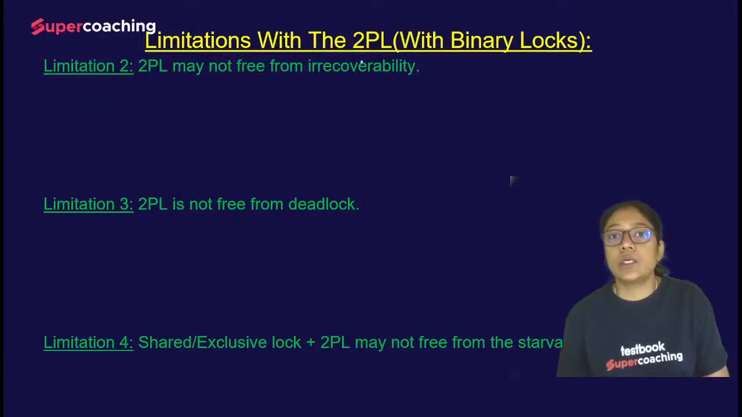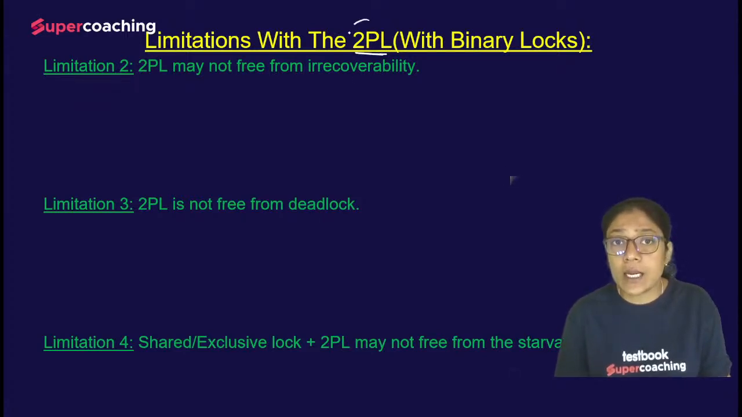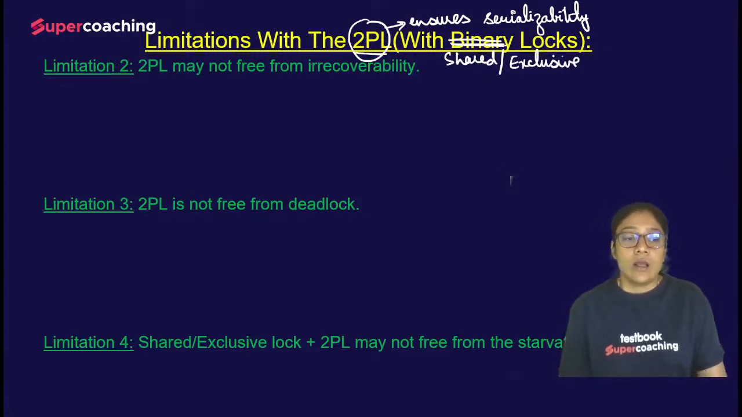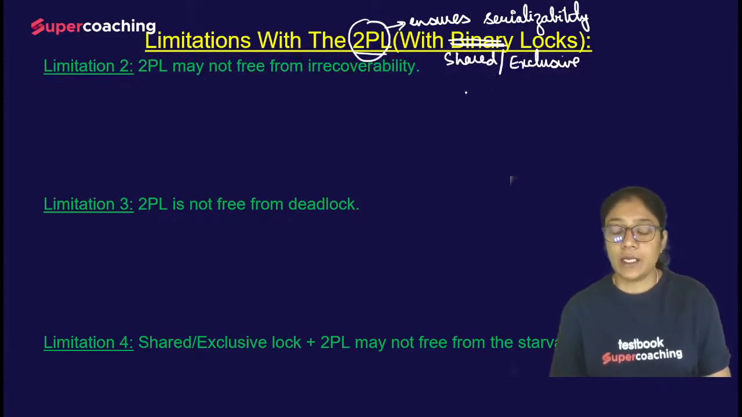So, limitations with the 2PL, that is with the binary locks. 2PL की help से हमारे पास serializability तो ensure हो गई. Okay. 2PL ensures serializability. अब यहाँ पे आप, this is already we have discussed the limitations with the binary locks, with shared or exclusive locks. We were focusing on serializability and recoverability.